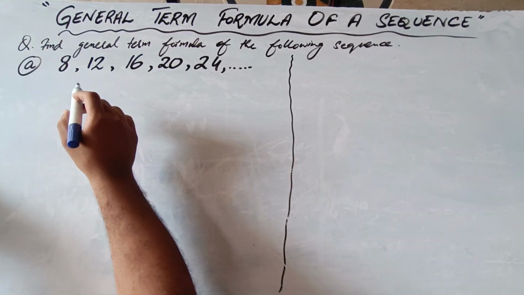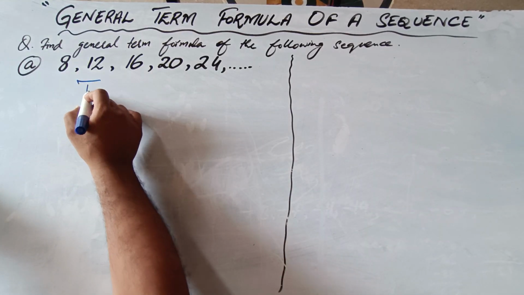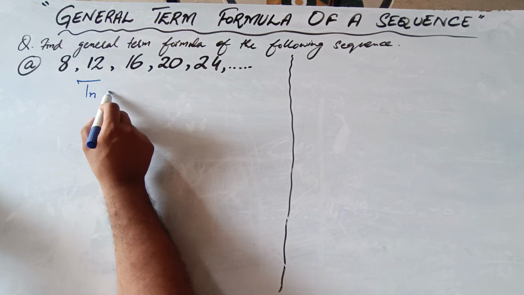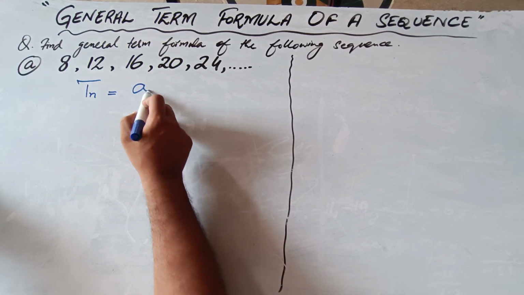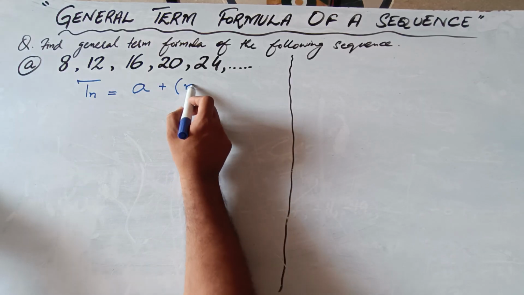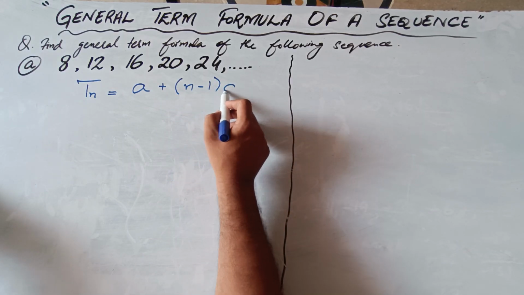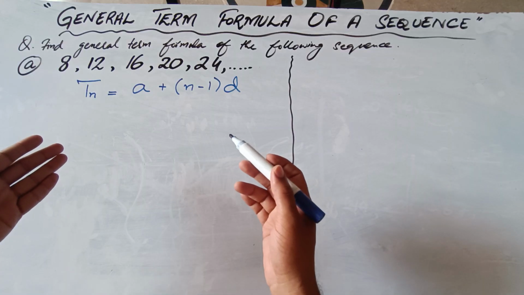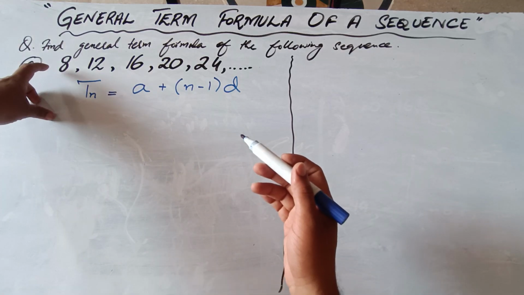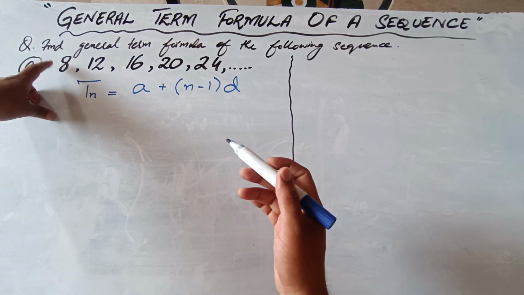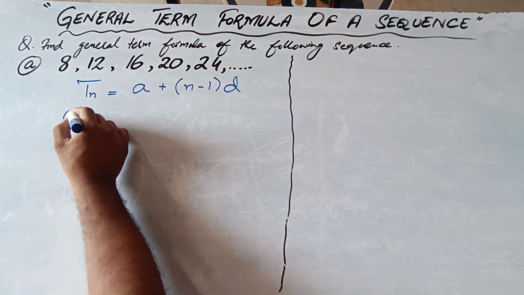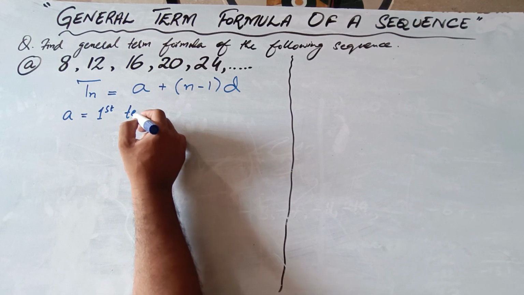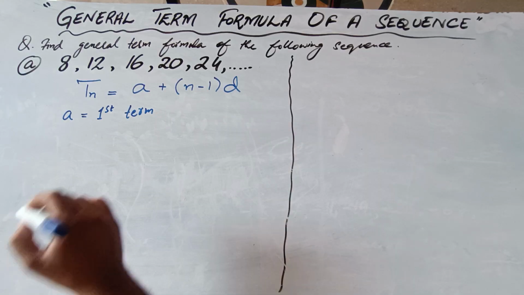So the general term formula is usually represented by Tn, the nth term. Any particular term is equal to a plus n minus 1 d. If we follow this formula, we can find the general term formula of this particular sequence. Now what is a? A is equal to the first term of the sequence.